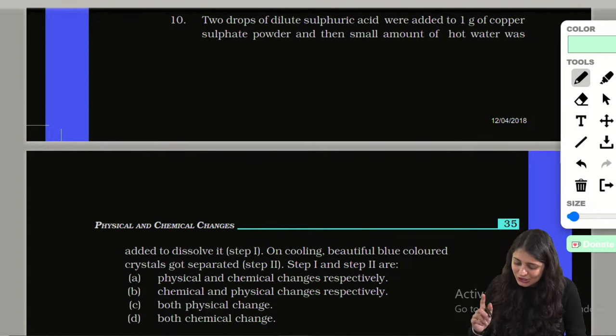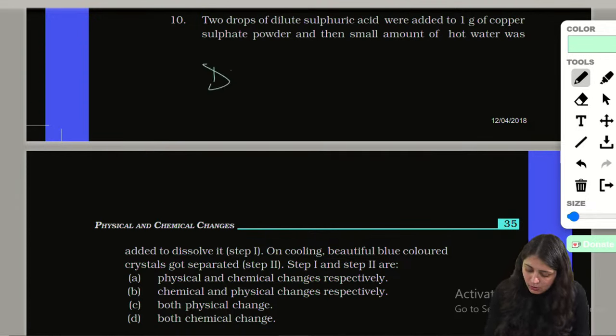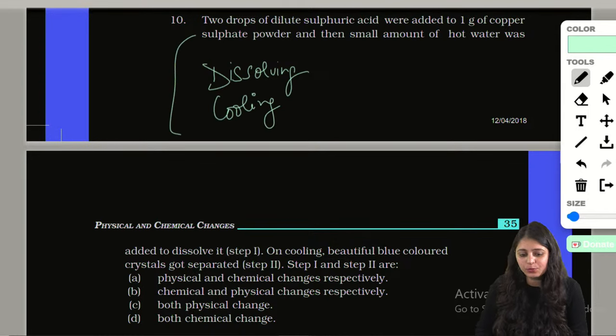Dhyan se padho, do changes aapko given hai. Step 1, agar aap dhyan se dekho to usme dissolving ho raha hai. Step 2 mein hum kar rahe hain cooling. Now tell me step 1 and step 2. Kya hone wala hai? Everybody is saying it's option D.